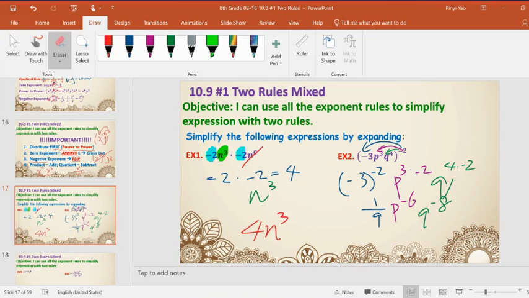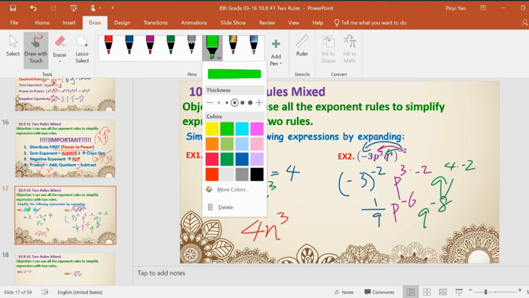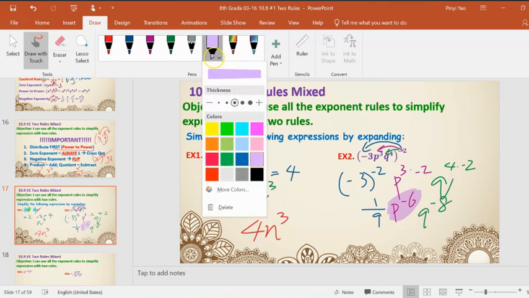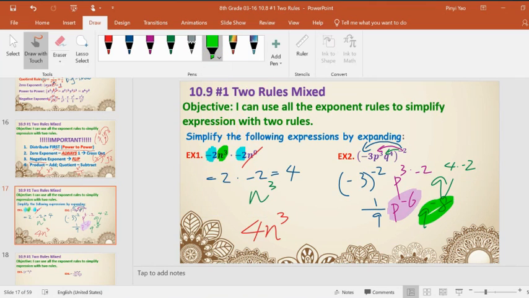I do see negative exponents, which means we need to start flipping. Negative exponents are right here. I have a negative exponent right there, and I have another negative exponent right there. So now I'm going to flip them. The 1/9 stays there.